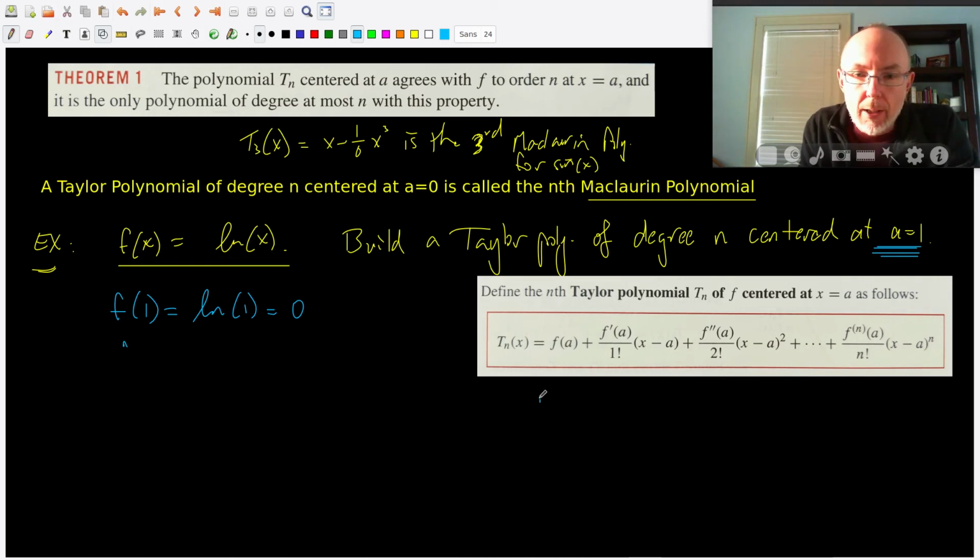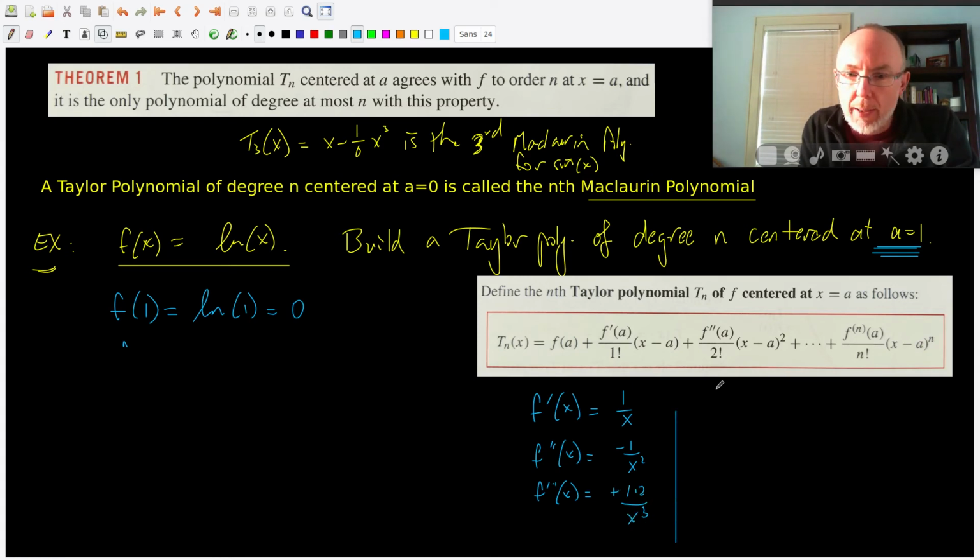But then I need to know all the derivatives, right? f prime. Well, the derivative of log is 1 over x. And the second derivative of log is minus 1 over x squared. And the third derivative of log is, well, now the 2 is going to come down, so I've got 1 times 2, and now it's going to be a positive, and it's going to be over x cubed. Let's keep going. The fourth derivative of log is going to be, the 3 is going to come down with a negative now, so it's 1 times 2 times 3 over x to the 4.